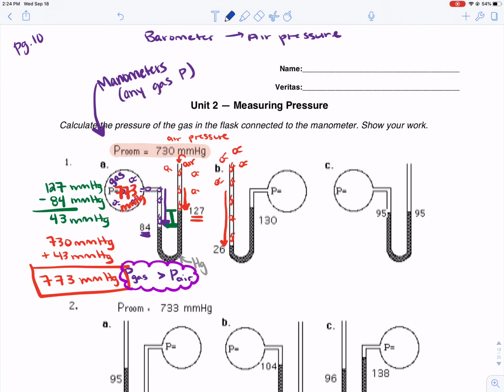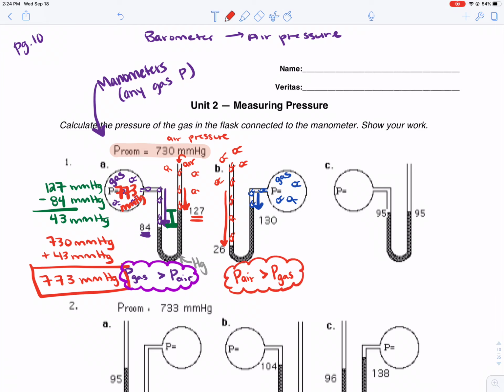My gas particles are over here in the glass bulb. They're also able to push down on the mercury, but they're pushing down on the right side. So in this scenario, which particles are stronger? Which particles are pushing more? The air particles in red or the gas particles in blue? The answer is the air particles in red are pushing down more than our gas particles.